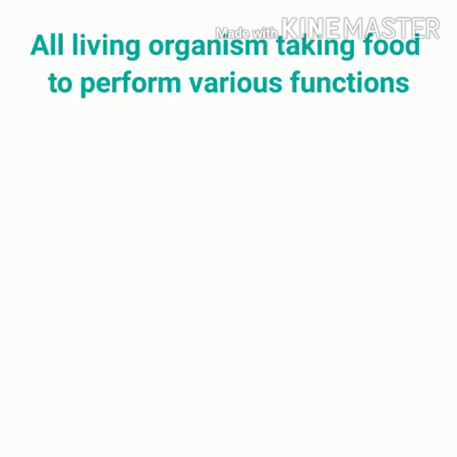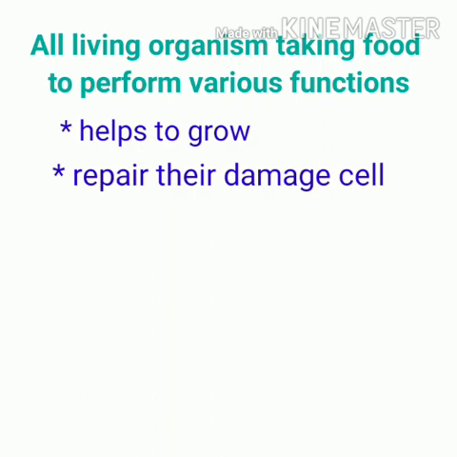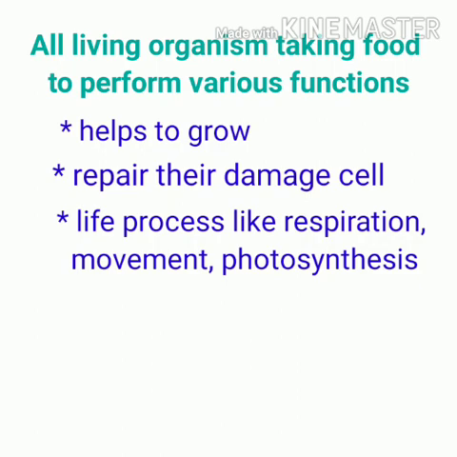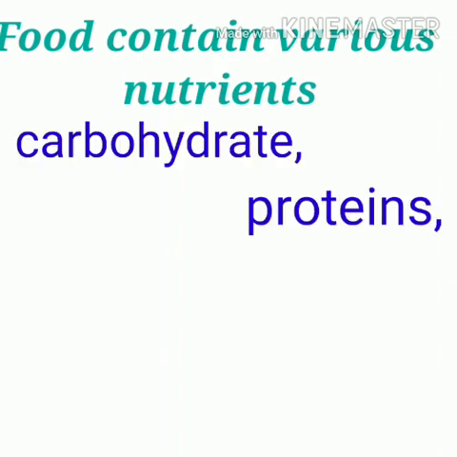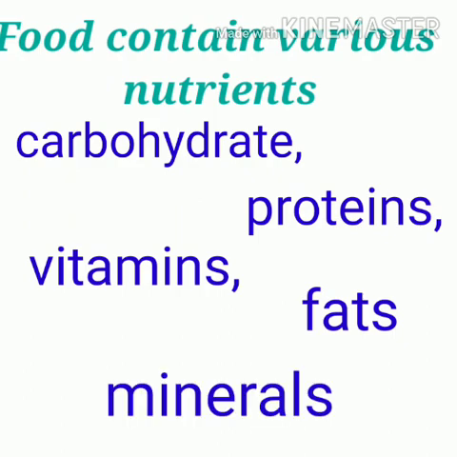All living organisms take food to perform various functions. For example, it helps plants or animals to grow, and next they repair their damaged cells. We need food for the other life processes like respiration, like photosynthesis. Even in photosynthesis, they need energy. If there is no energy, the plant can't do photosynthesis. So for all these things, they need food. This food contains various nutrients like carbohydrates, proteins, vitamins, fats, and minerals.